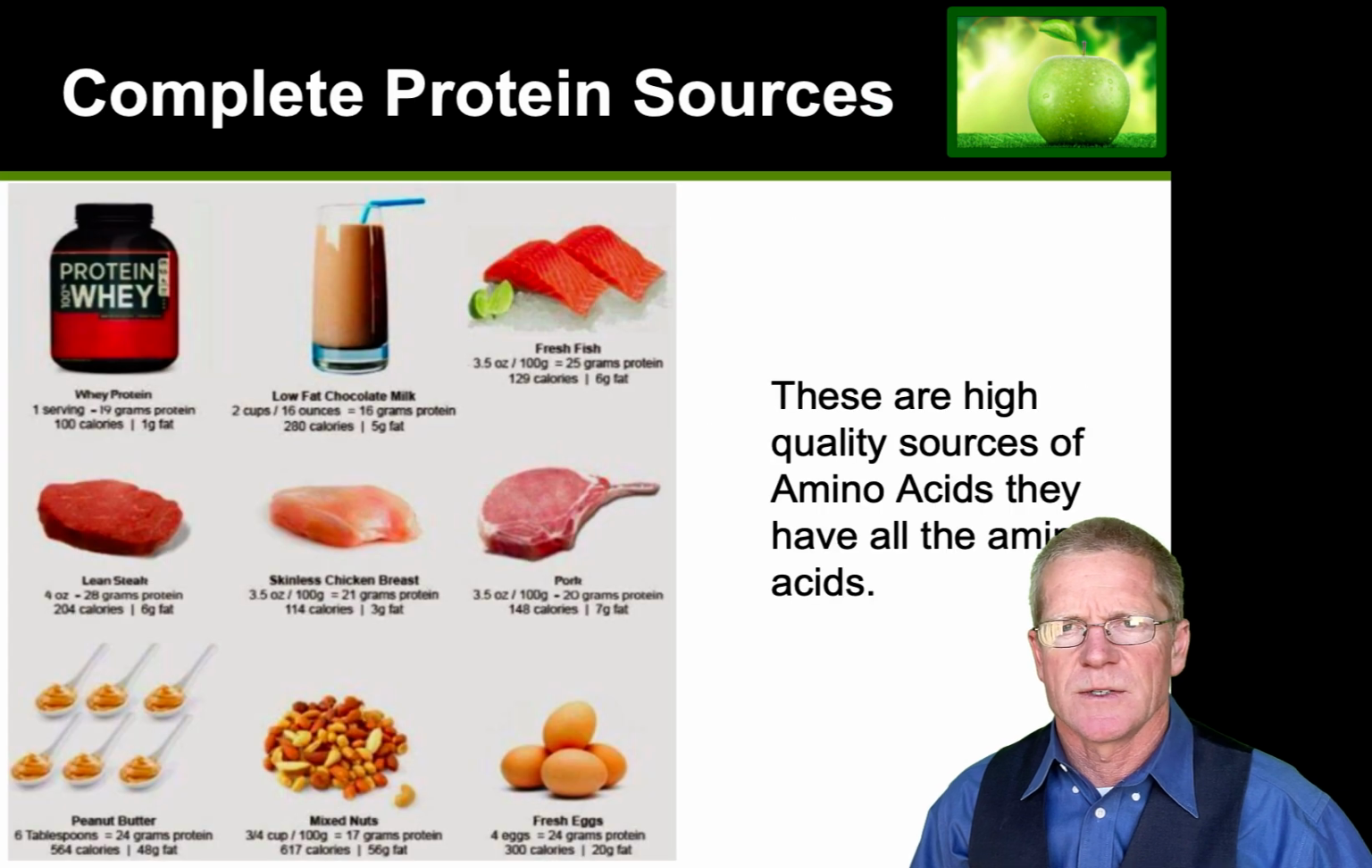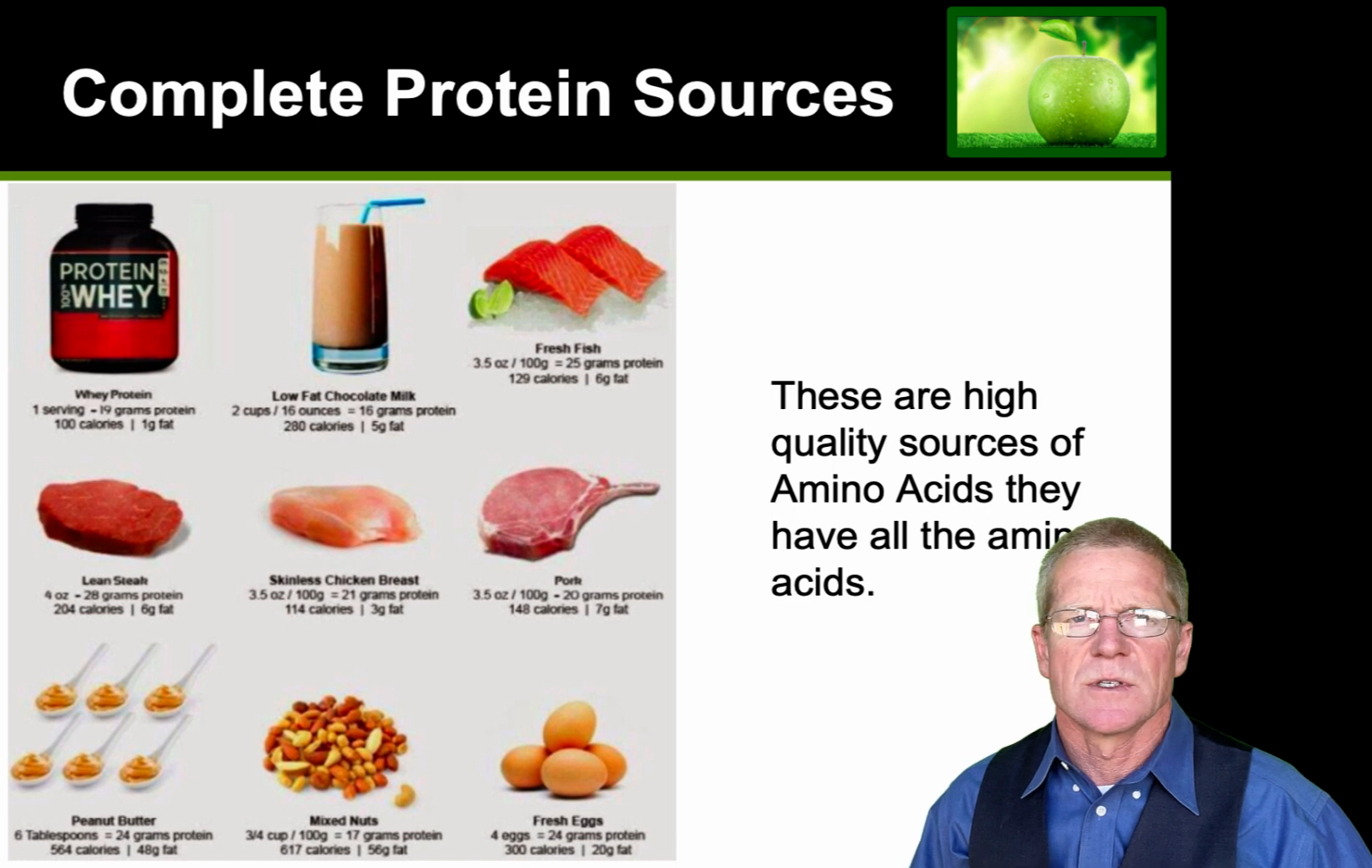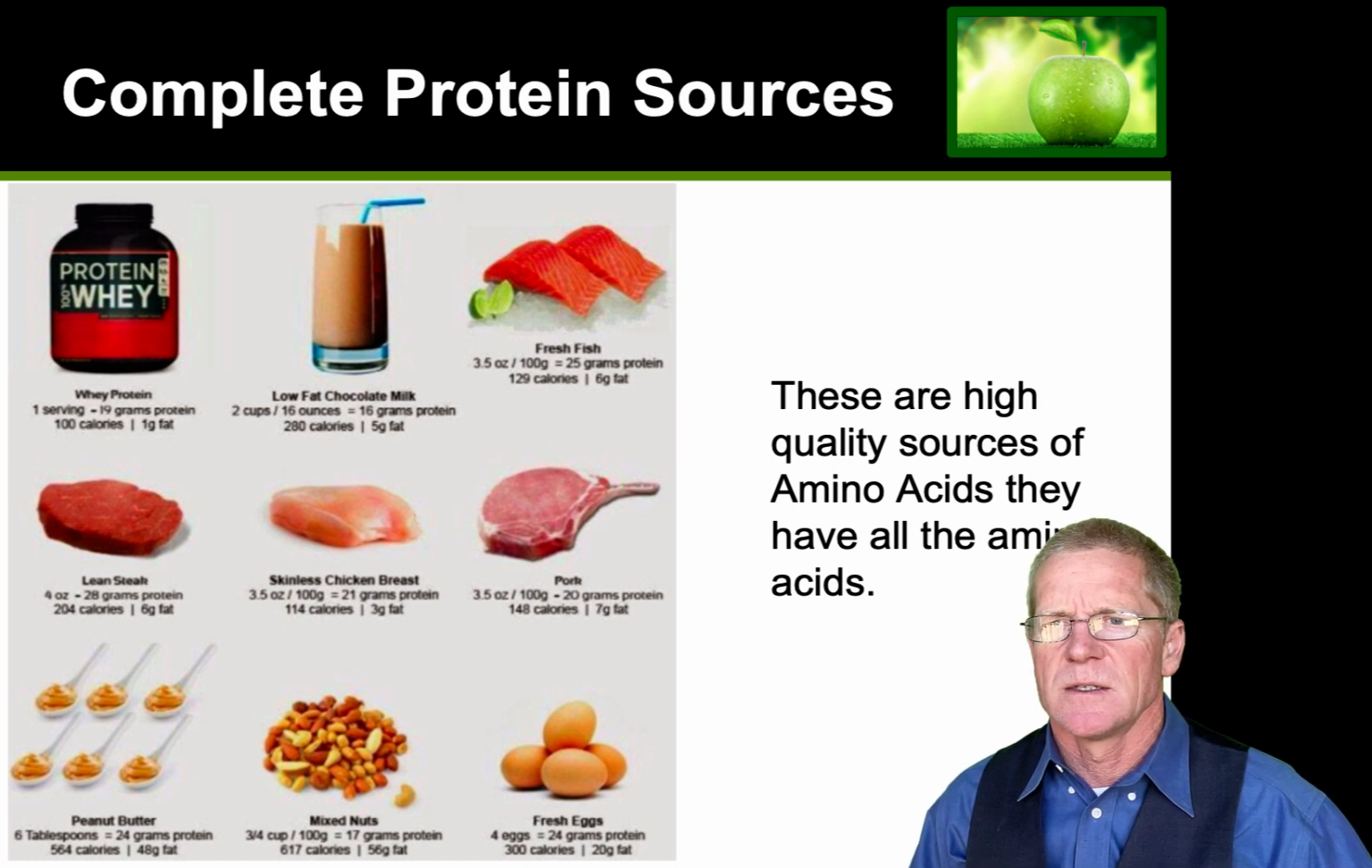Some complete protein sources are things like whey protein or chocolate milk, fish or eggs or chicken, pork, nuts. All of these are excellent sources of all of the amino acids.